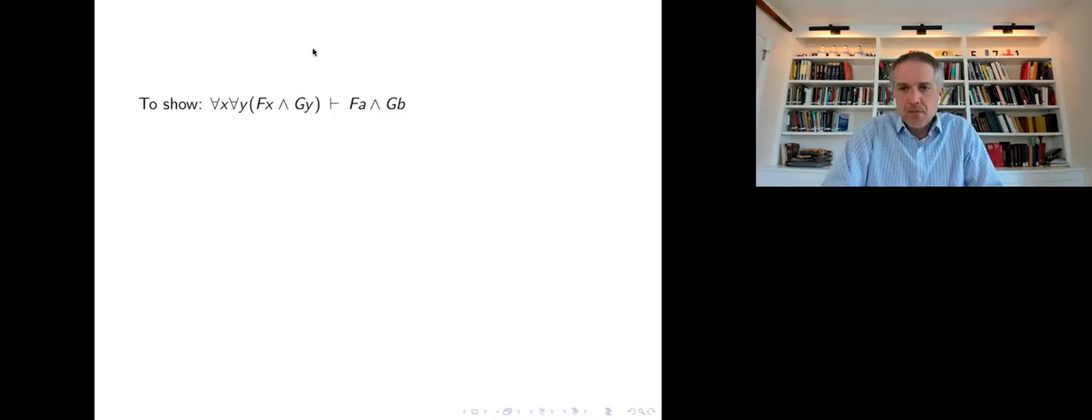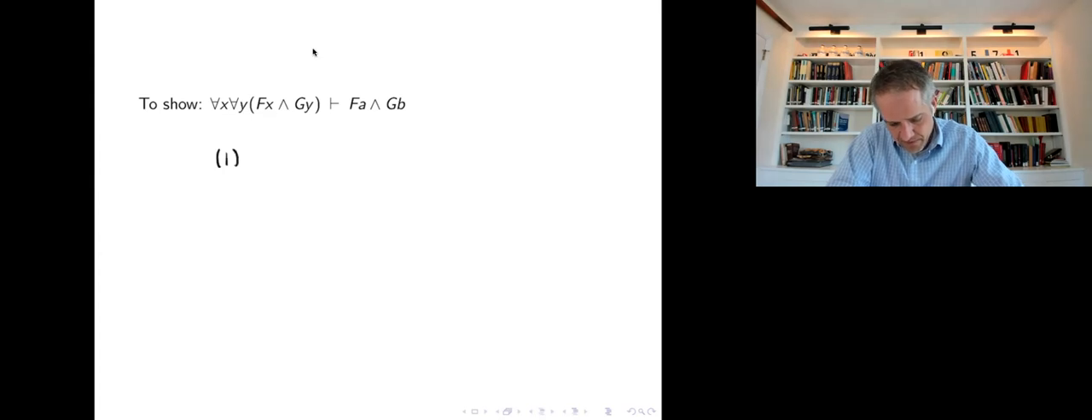Okay, so let's prove this example on this page. Our premise here is for all X, for all Y, Fx and Gy. Conclusion is Fa and Gb. That first sentence is a little bit confusing to parse, possibly. It says, for anything that's X and for anything that's Y, Fx and Gy. Basically in English, it says something like for any two things, the first of those two things is F and the second is G.